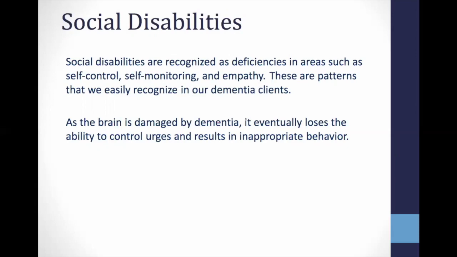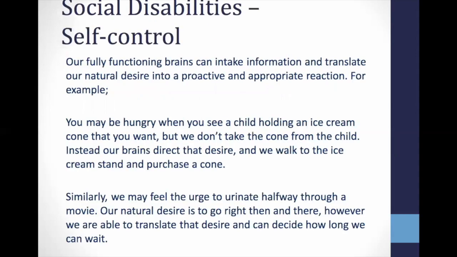And a lot of it has to do with the lack of self-control. All right, so our fully functioning brains, you and I, we can then take this information and translate our natural desires into a proactive and appropriate reaction. So a good example is this. You might be hungry when you see a kid holding an ice cream cone, right? You want it. But we don't want it. We're not going to go and just take the cone from the child, right? Instead, our brains, because they are functioning and working properly, can direct that desire. We can walk over to the ice cream stand and purchase an ice cream cone for ourselves, right?